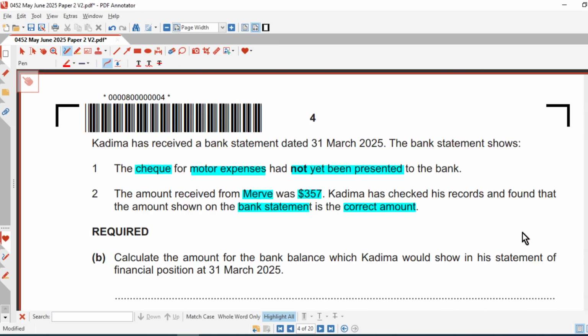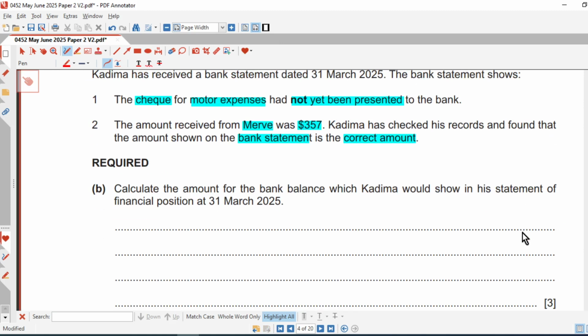So, 375 was supposed to be 357. Okay, so 375 is what we've recorded. This is wrong. The actual is 357. Now, how much of a difference is that? So take your calculator, minus out. You should be getting an $18 difference. So we over-recorded the bank balance by 18.